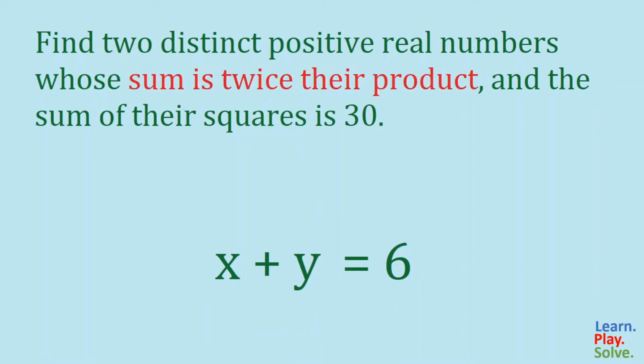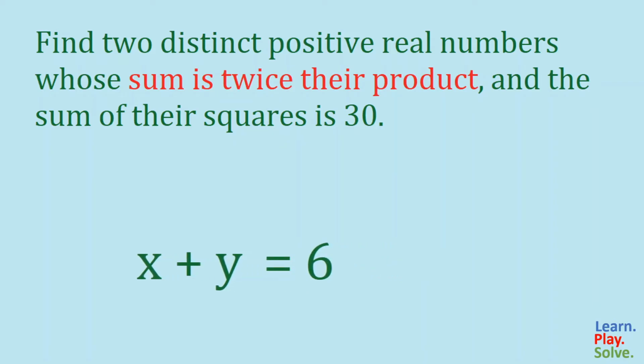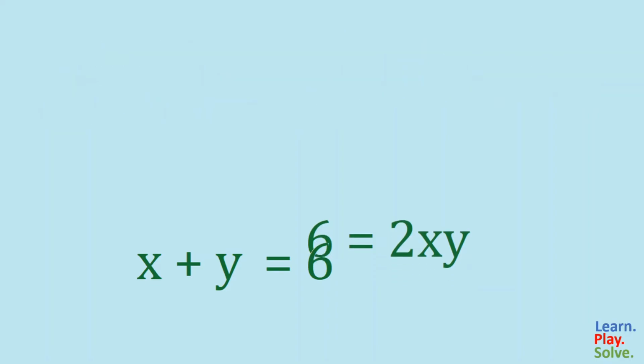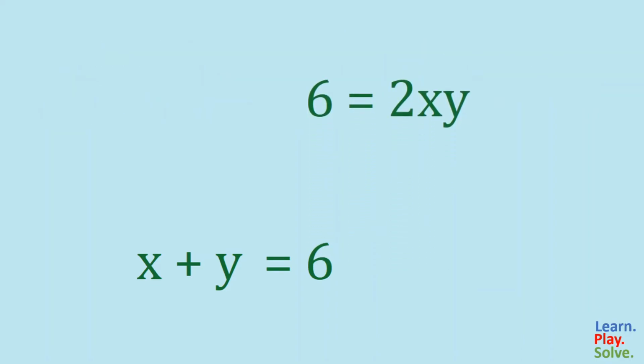Also remember, the sum is twice their product. This means this sum, 6, must also be equal to twice their product, 2xy. We can now separate these two equations, and if we solve this top one by dividing both sides by 2, we get xy equals 3. So the product of xy is 3, and the sum of x and y is 6.